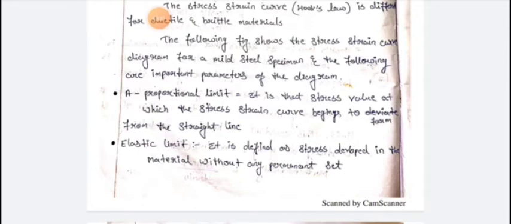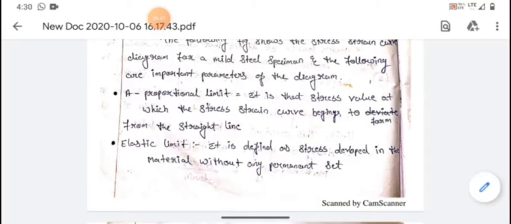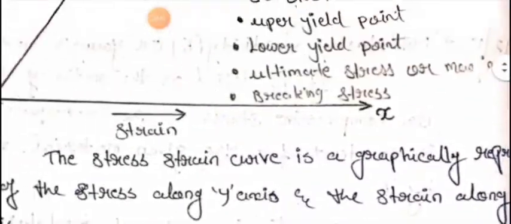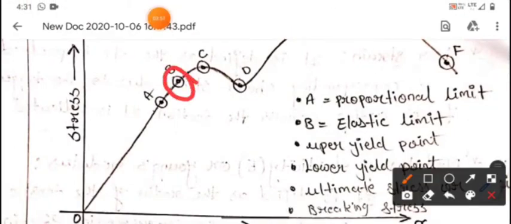Then the second point B is the elastic limit. So what is elastic limit? It is defined as the stress developed in the material without any permanent set. It is very easy to understand. Let us see it in the curve. The point B is known as the elastic limit.